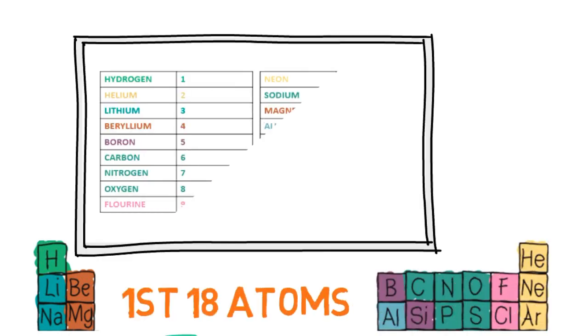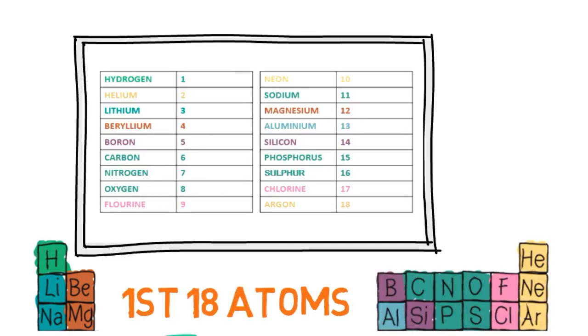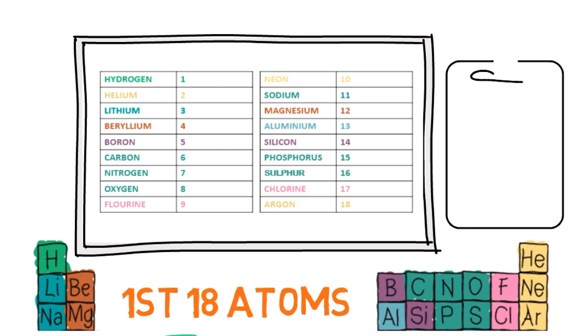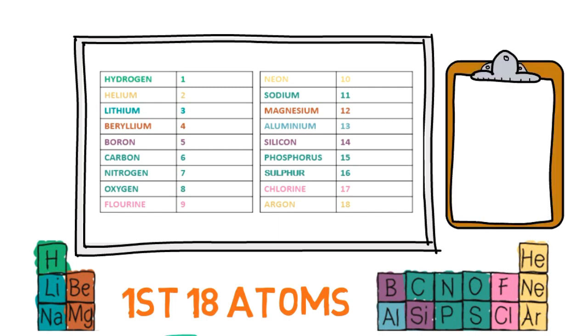The atoms that we focus on are hydrogen, helium, lithium, beryllium, boron, carbon, nitrogen, oxygen, fluorine, neon, sodium, magnesium, aluminum, silicon, phosphorus, sulfur, chlorine, and argon. These are numbered from 1 to 18. The number is significant because it tells us how many electrons or protons are present in that atom. This is called the atomic number.